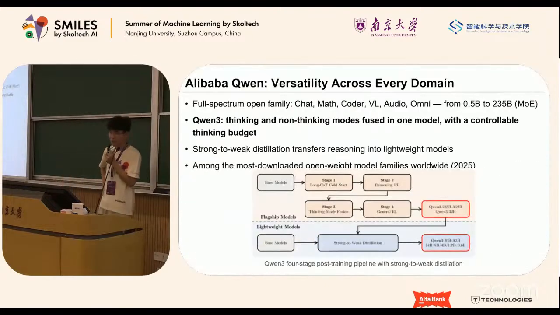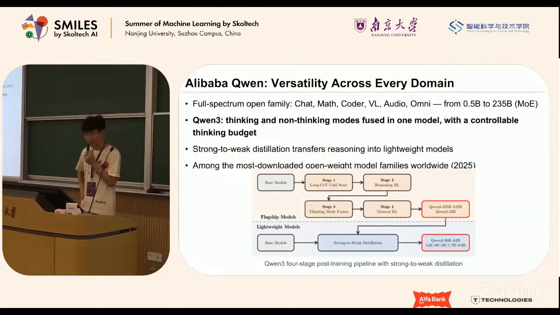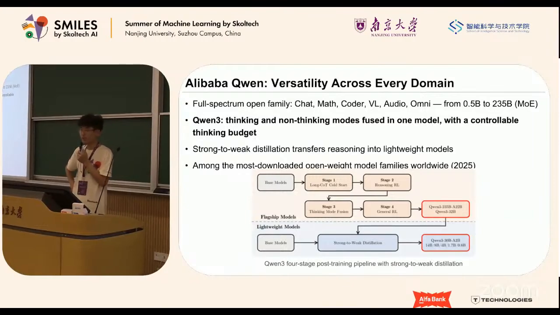Alibaba Qwen has emerged as a highly versatile open-weight family, ranging from lightweight models to larger models. Qwen 3 integrates both thinking and non-thinking modes into a single model, allowing users to control the thinking budget. It also utilizes a strong-to-weak distillation strategy, which transfers reasoning capabilities into the lightweight models, making Qwen one of the most widely used open source families globally.